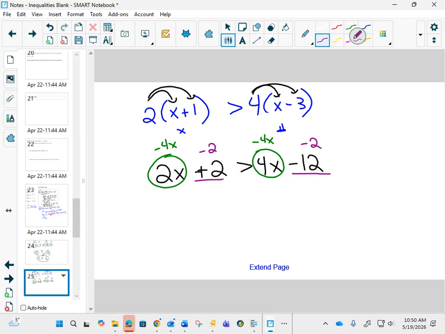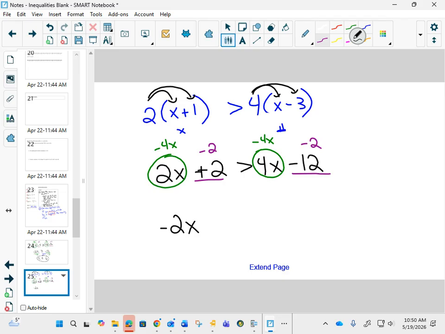Now I saw lots of good work. Sometimes I notice when you move the 4x, people forget to write the x. It's really important that you write negative 4x and negative 4x so they stay like terms. 2x subtract 4x will give us negative 2x. And then 2 and minus 2 will be 0.